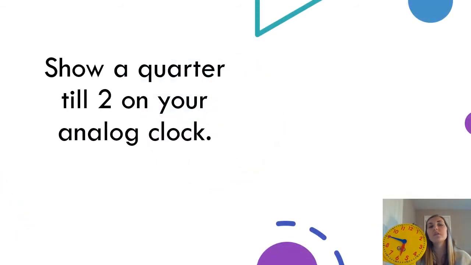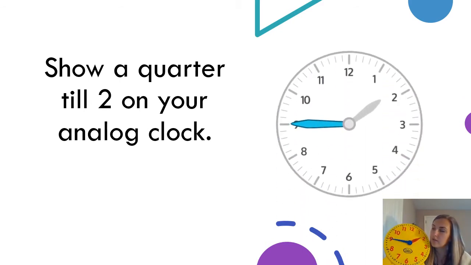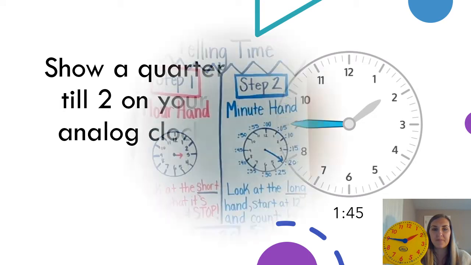Show 1/4 till 2 on your analog clock. So that means it's not 2 o'clock yet, 1/4 till 2. So it's going to be 1 something. Pause if you need more time. I'm ready. 1/4 till 2 is like this. So hour hand is almost at the 2, minute hand is at the 9. Think about what that digital time is. It is 1:45. Keep it up.